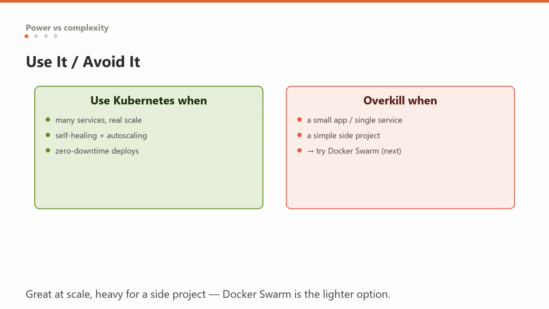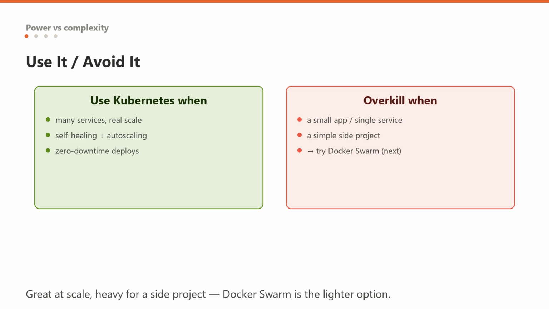Use it when you're running many services at real scale across multiple machines and you need self-healing, auto-scaling, and zero downtime deploys. It's the industry standard for exactly that. When is it overkill? For a small app, a single service, or a simple side project, Kubernetes is a huge amount of complexity to operate. You'd be better served by something simpler.